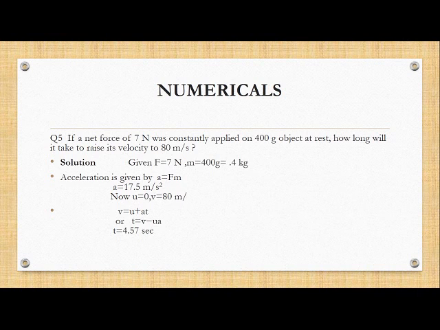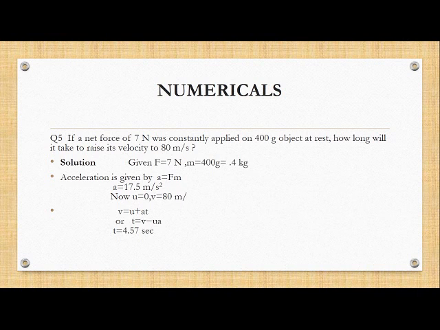Okay, what is the force given here, children? 7 Newton. Okay, and what is the mass of the object? That is 400 gram. Okay, and at rest means initial velocity is 0. Okay, how long does it take to raise its velocity to 10 meter per second? Okay, that means here we have to find the time. Now first here, children, the things that are given, we will write. Force is equal to 7 Newton. Okay, the mass that is given is 400 gram.